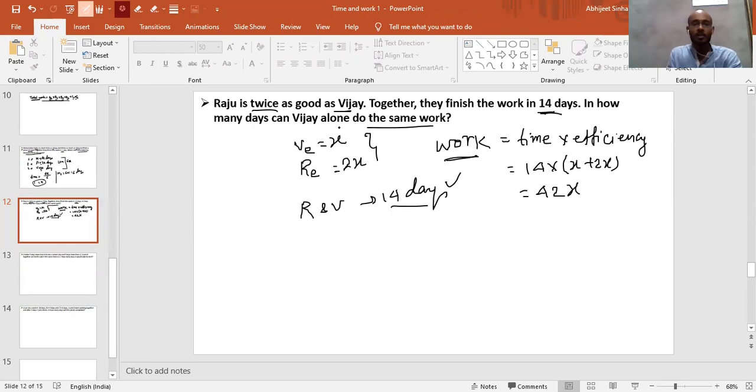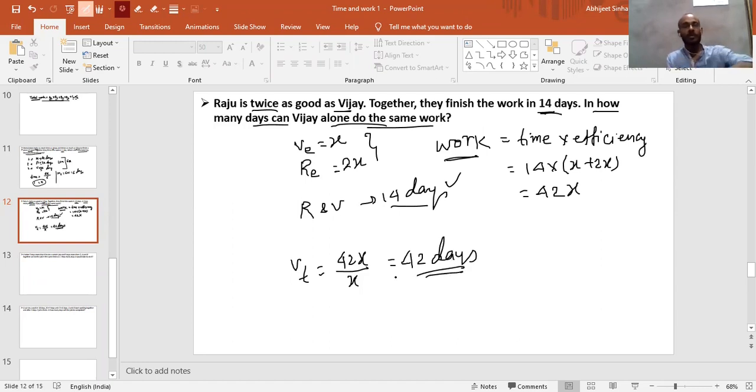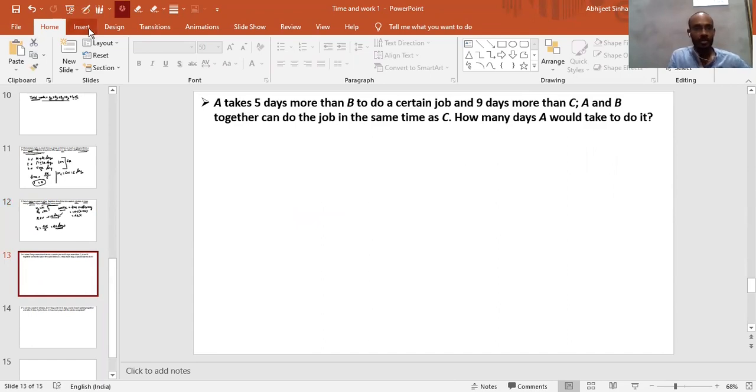Now the question was, in how many days can Vijay alone do the same work? The total work we got here is 42 times of x, and the efficiency of Vijay was x. So we are getting 42 days. Very good, guys. Chalo, moving to the next question.